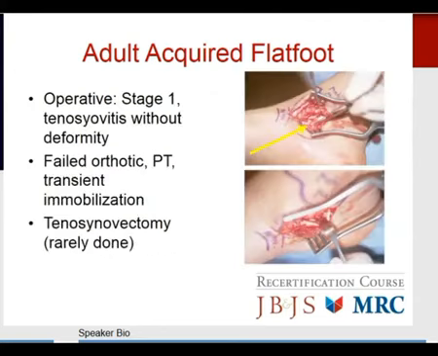So we talked about stages. If we have simple tenosynovitis or something where there's inflammation in the tendon itself, we can do a tenosynovectomy. I will tell you that that's extremely rare. You have to give these patients about 6 months of physical therapy before you put them into that category.